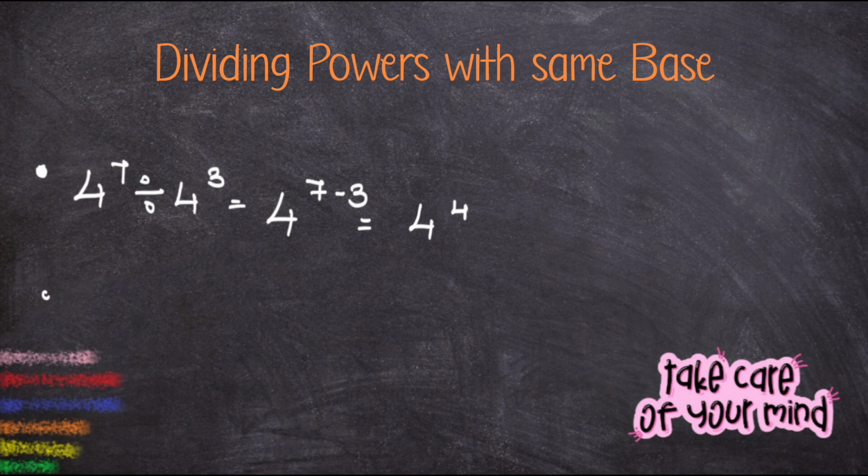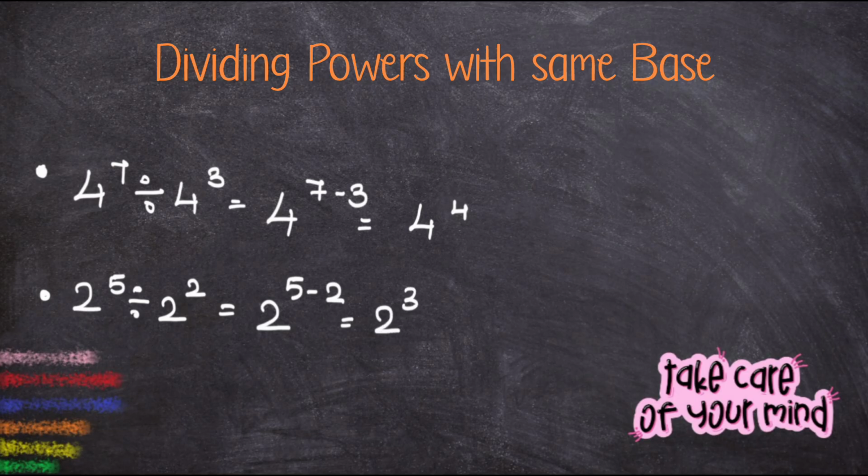Same thing you have to do. I'll take one question which you can try with me. 2 raised to the power 5 divided by 2 raised to the power 2. So what you observe, bases are same, exponents are different and you have to do the division. So simply subtract the exponents. 2 raised to 5 minus 2 gives me 2 raised to the power 3.